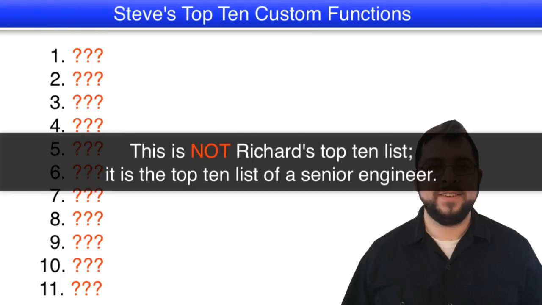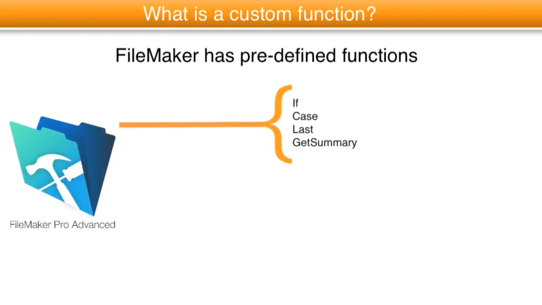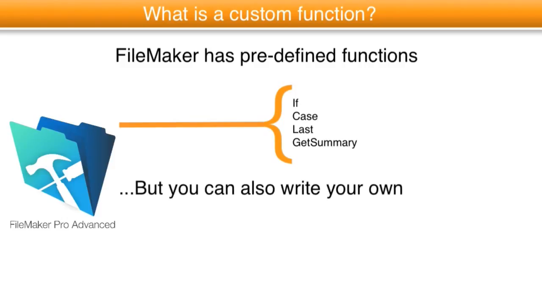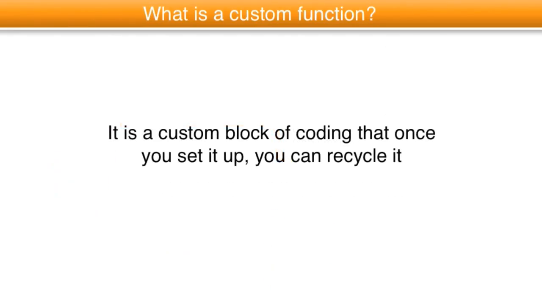So first off, let's talk about what is a custom function real quick. I mean, the 10-second overview. Basically, in FileMaker, you have the predefined functions like If and Case and a lot of others. But they also let you define your own. You can write your own function to use in the calculation editor. Okay, cool. So the short version, this is a custom block of coding that once you set it up, you can recycle it a lot.